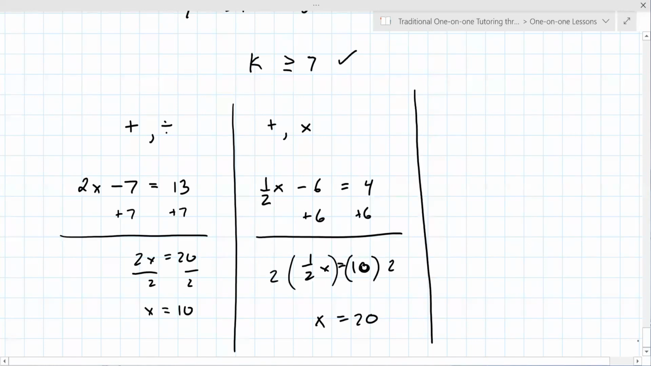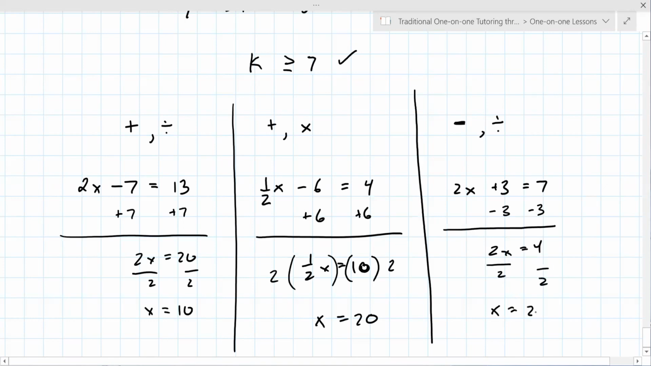Okay. And the next one is where you first subtract and then divide. Let me give you an example of that. 2x plus 3 equals 7. So what are you first going to do? You minus the 3 on each side, and you get 4. Then you divide each side. You get x equals 2. Yeah, this makes sense.